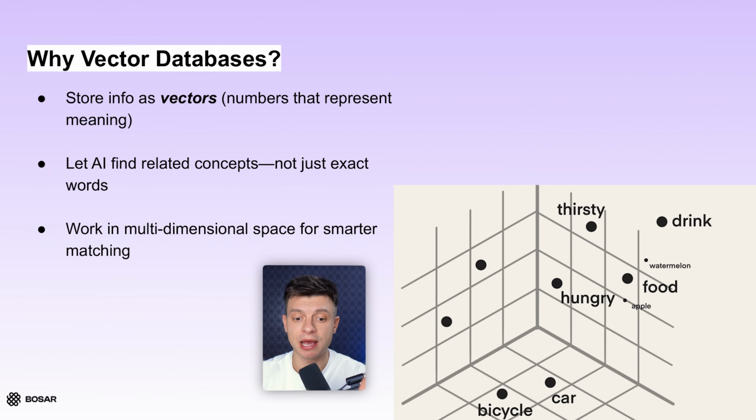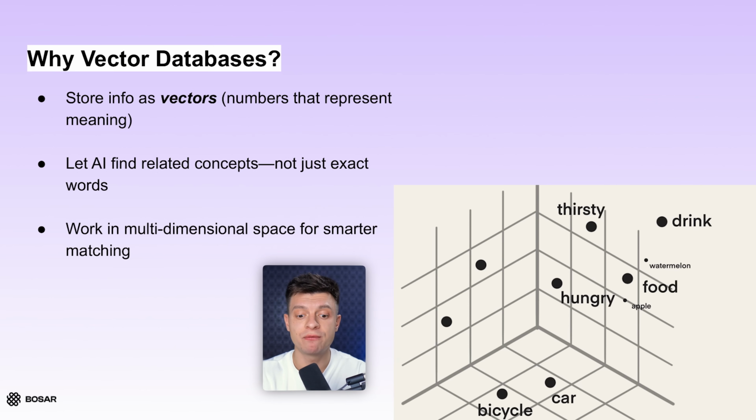In simple terms, a vector database stores data as vectors, which are just numbers that represent meanings, okay? These vectors live in a multidimensional space, which helps the AI find related ideas, even if the wording is different. For example, if you search for hungry, the system might also surface results like food, apple, or watermelon. That's because it's not just matching exact words, it's matching meaning.